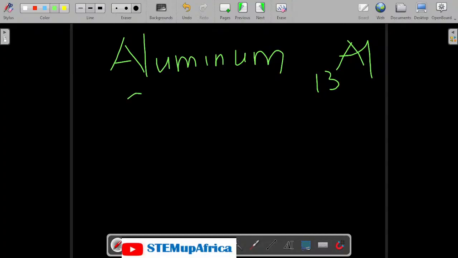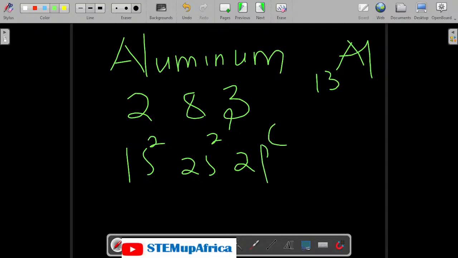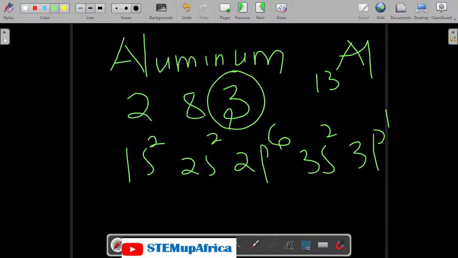For aluminium, I can write it as 2, 8, 3 based on the atomic structure. The first shell will take 2, the second shell will take 8, and the third shell will take the remaining 3. Or I can use the SPDF notation: 1s2, 2s2, 2p6, 3s2, then 3p1. So, to what group does it belong? It belongs to group 3 and also period 3.